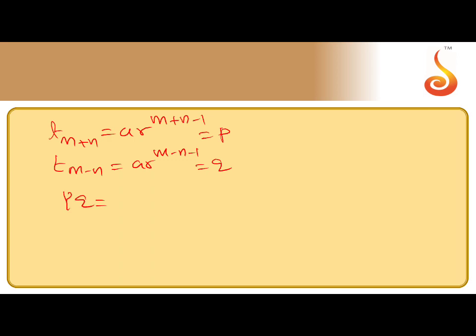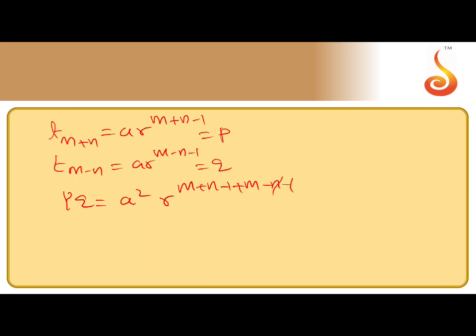So T(m+n) is A into R raised to the power m plus n minus 1. This is given as P. T(m-n) is A into R raised to the power m minus n minus 1. That is Q. So I will multiply both. If you multiply both, A into A is A square. The remaining two terms have the same base, so add the powers.